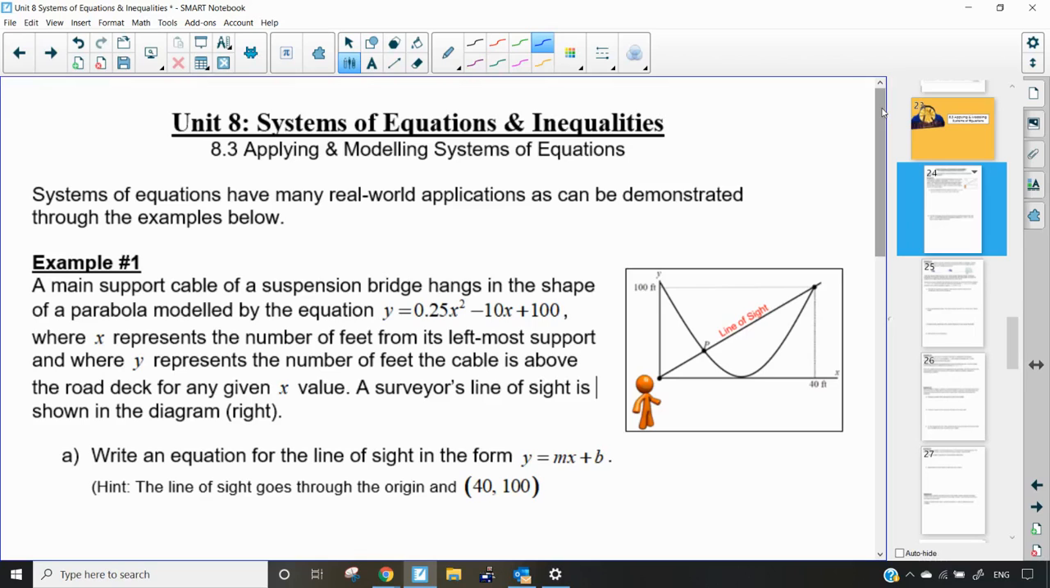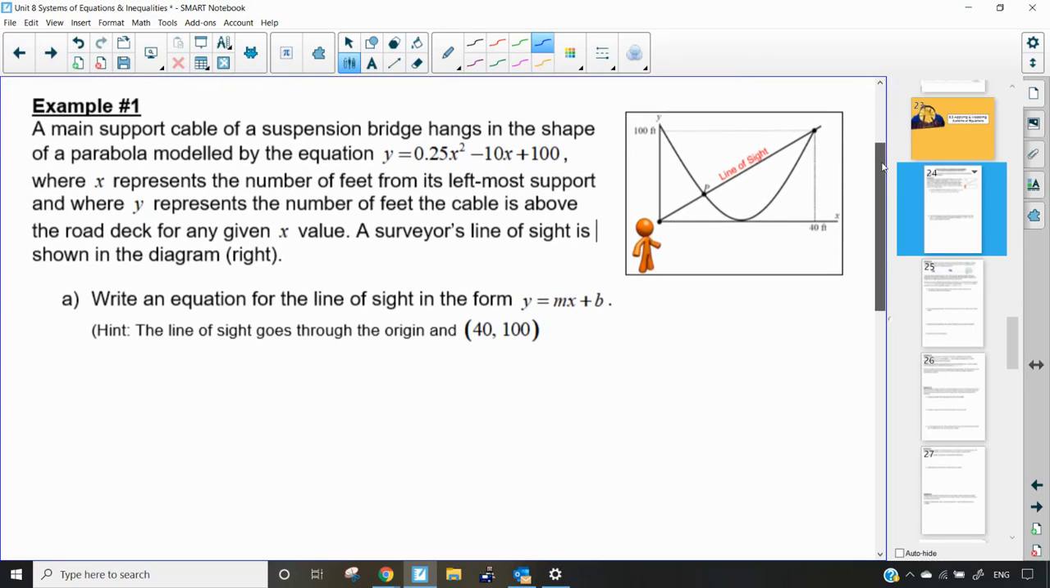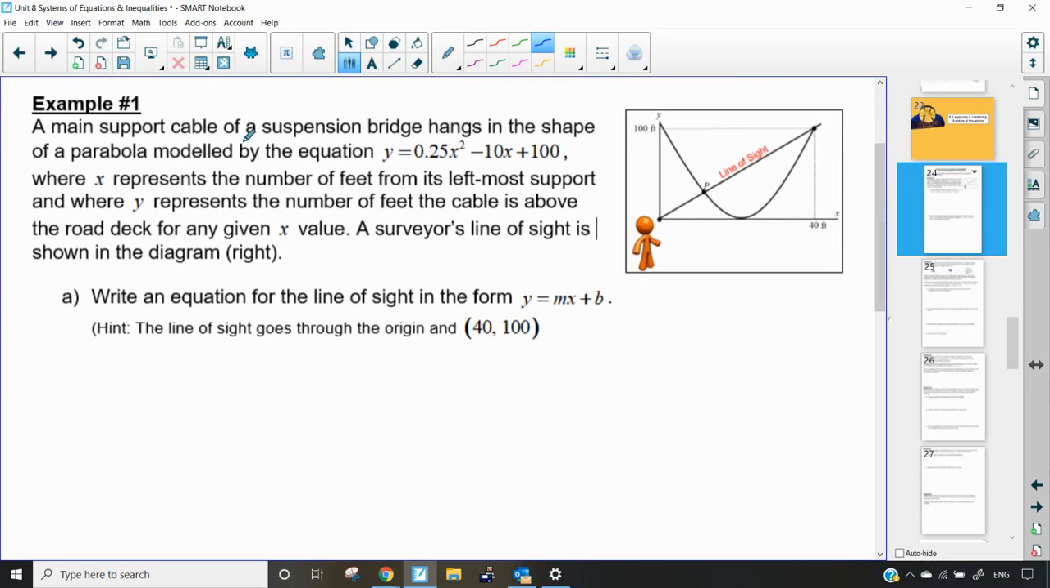Taking a look at our first example, we're told that a main support cable of a suspension bridge hangs in the shape of a parabola. So that would be this shape right here. And it's modeled by the equation y equals 0.25x squared minus 10x plus 100. And we're told that x represents the number of feet from the leftmost support.